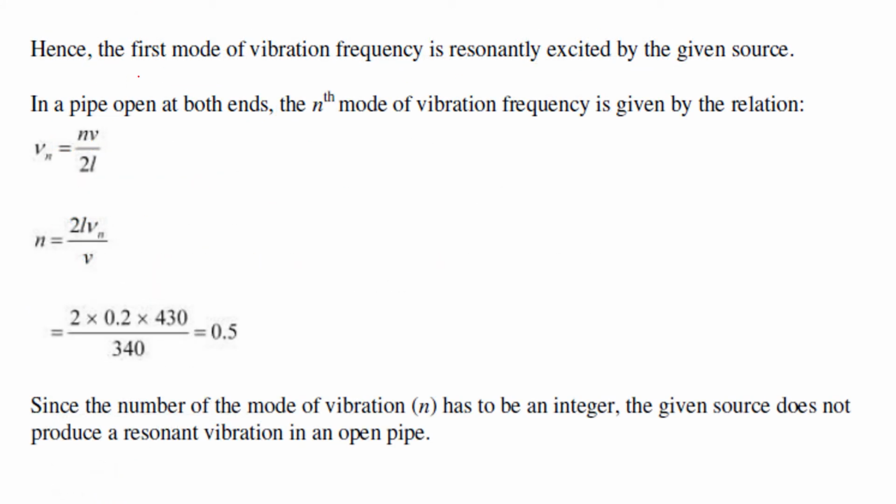Now, the first mode of n equal to 1. So the first mode of vibration frequency is resonantly excited by the given source. This is not known to us. So in a pipe open at both ends, what will be the nth mode of vibration frequency? This also we know, we have seen in the theory that Vn is given by n into V by 2L. Basically it is equal to n V by 2L.